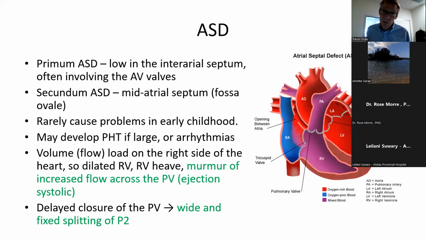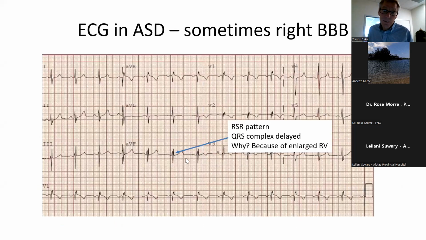They may have what we call fixed splitting of the second heart sound. If you listen to enough heart sounds, you can often hear that. And ASDs can be what's called a primum ASD. That's very low in the intraatrial septum, or it can be high up, at the level of the fossa ovale, which is just a natural hole between the atria that doesn't close over. The ECG of an ASD is usually normal, although sometimes there can be a right bundle branch block.